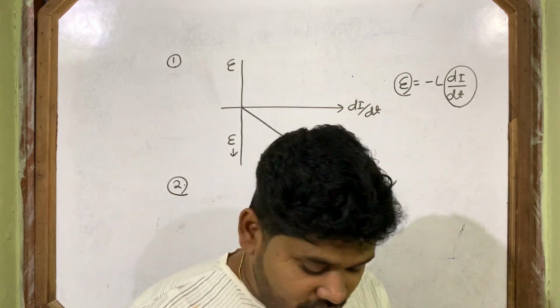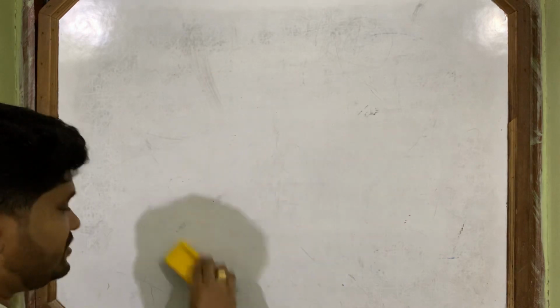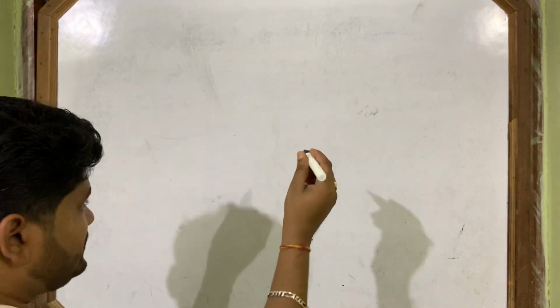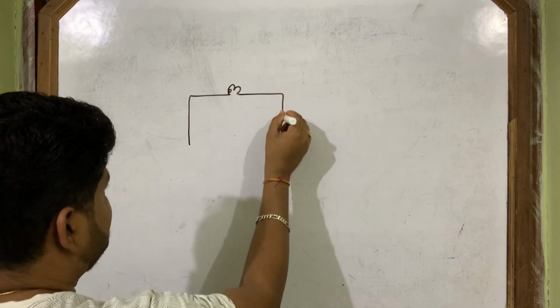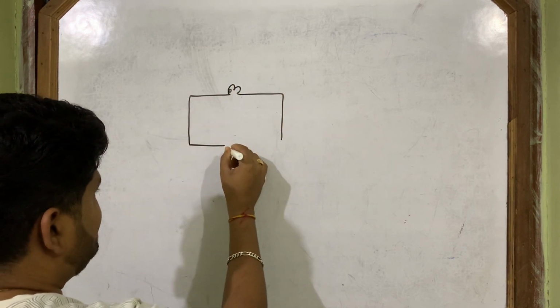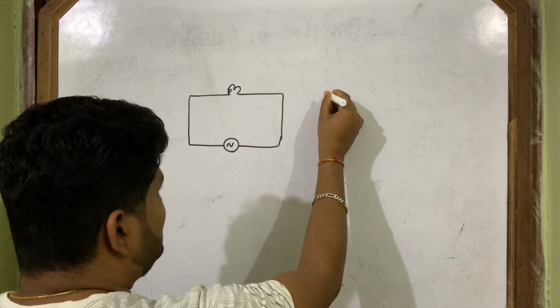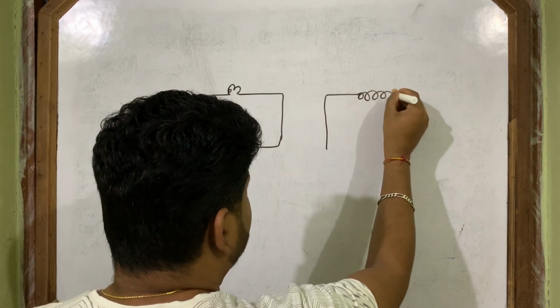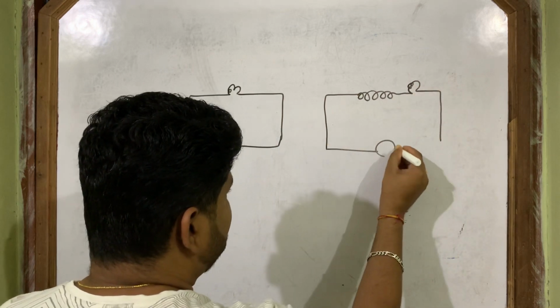Another question, which is very important. Many times that question comes in the exam. The question is like this. One bulb is connected to one AC source, and one inductor with one bulb is connected to one AC source.